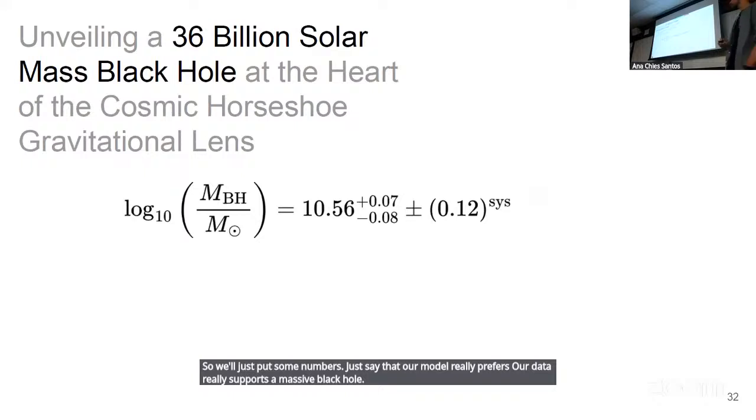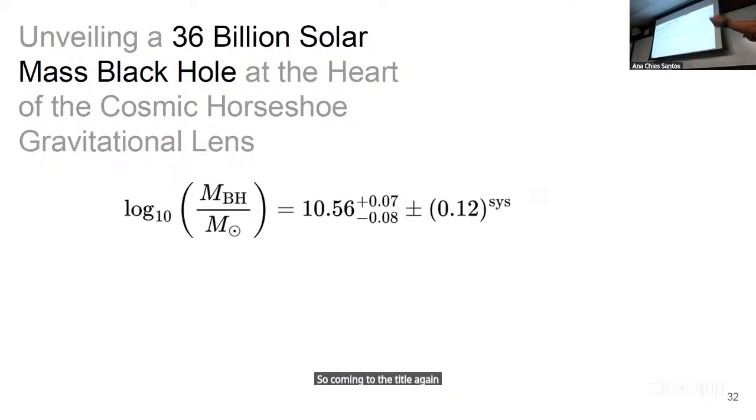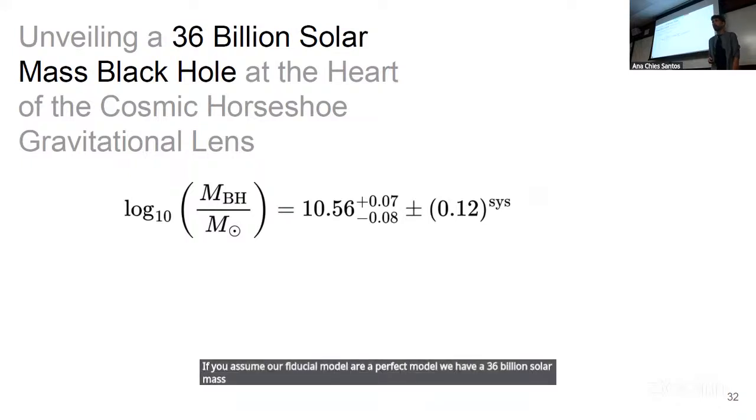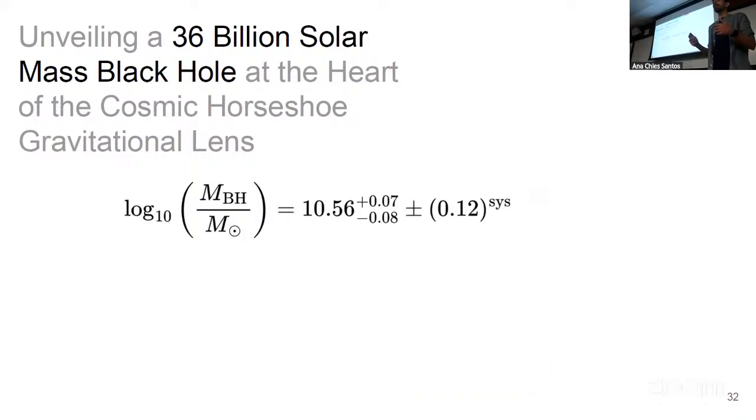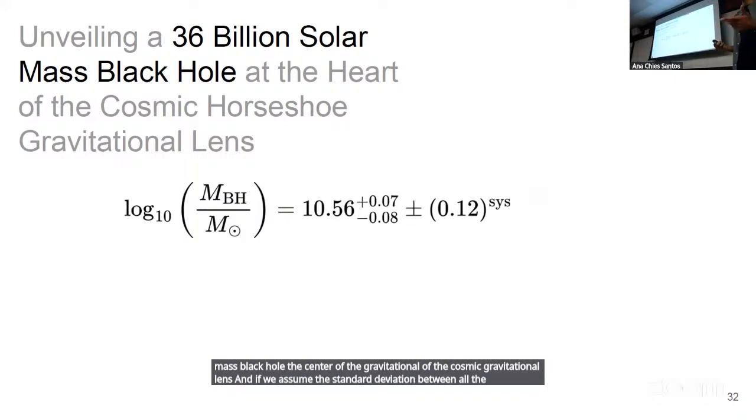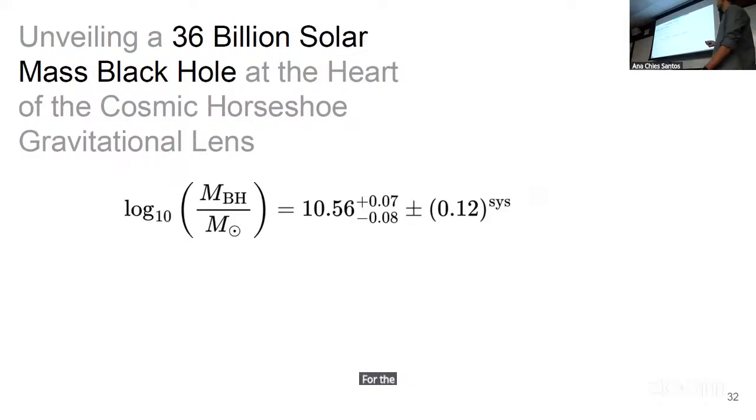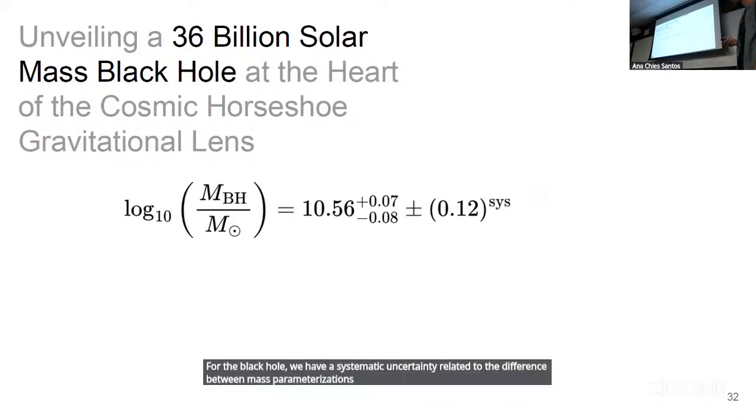So coming to the title again, this is our final result. If you assume our fiducial model, our preferred model, we have a 36 billion solar mass black hole at the center of the Cosmic Horseshoe gravitational lens. And if we take the standard deviation between all the alternative models for the black hole, we have a systematic uncertainty related to the difference between mass parameterizations of 0.12.